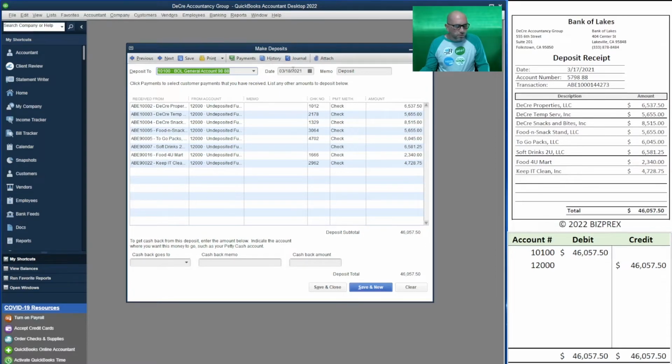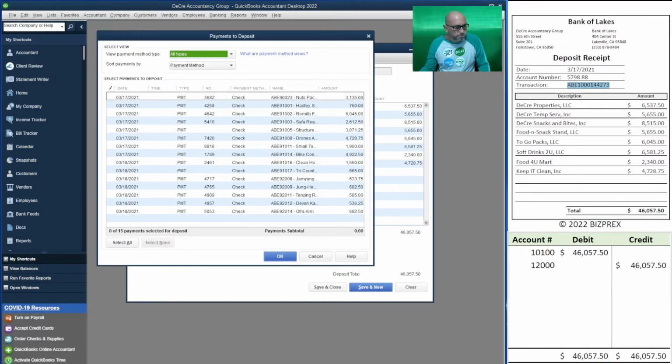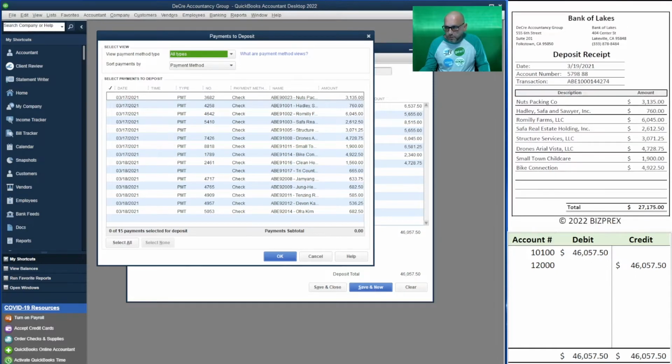All right, so the deposit date, let's just adjust that. General deposit, we can put this number here. There it is, right? 46,057.50, the sum of this is also 46,057.50. These are our credits to 12,000. This is our debit to 10,100. Saving. Some more deposits we gotta make.